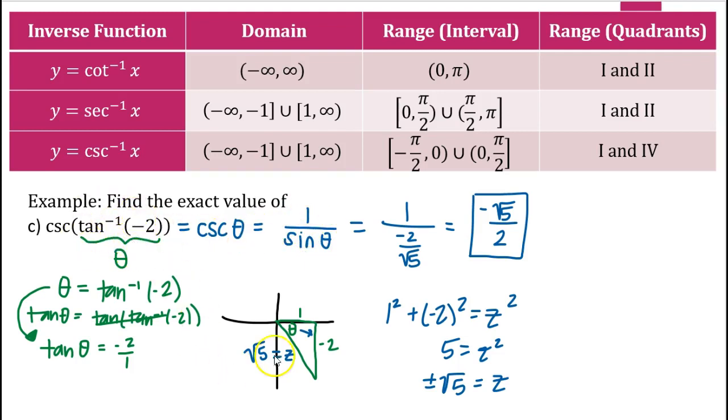And then we had to draw a triangle. This is definitely a technique you want to get familiar with: drawing an appropriate triangle, and understanding this connection between theta equals tangent inverse of negative 2 being equivalent to tangent of theta equals negative 2, and going back and forth there.